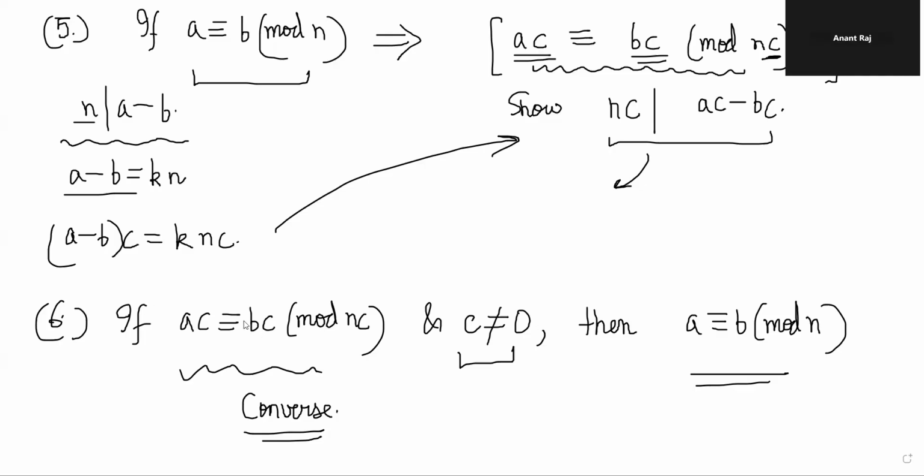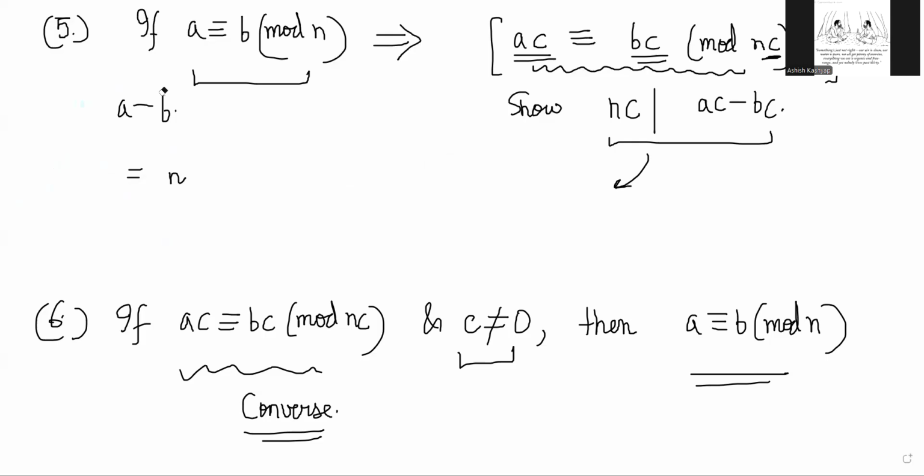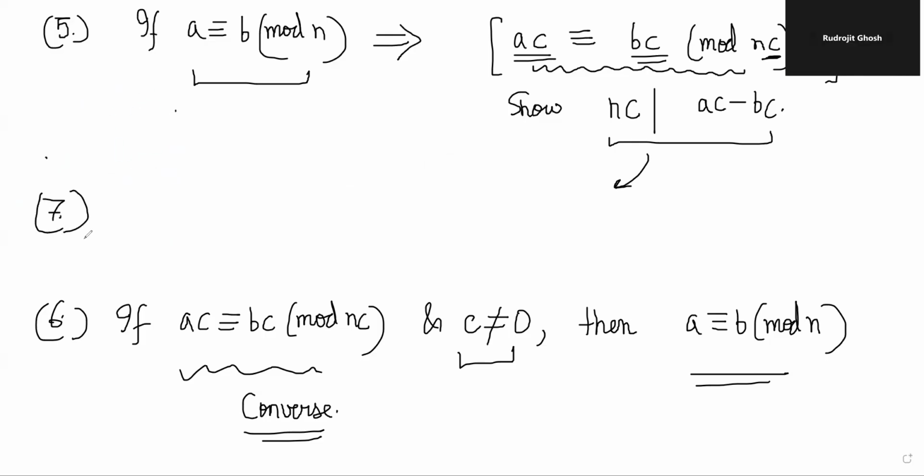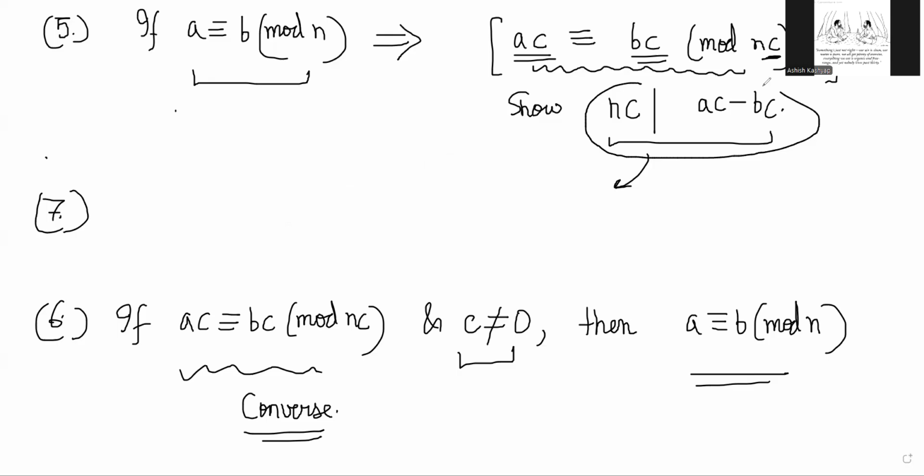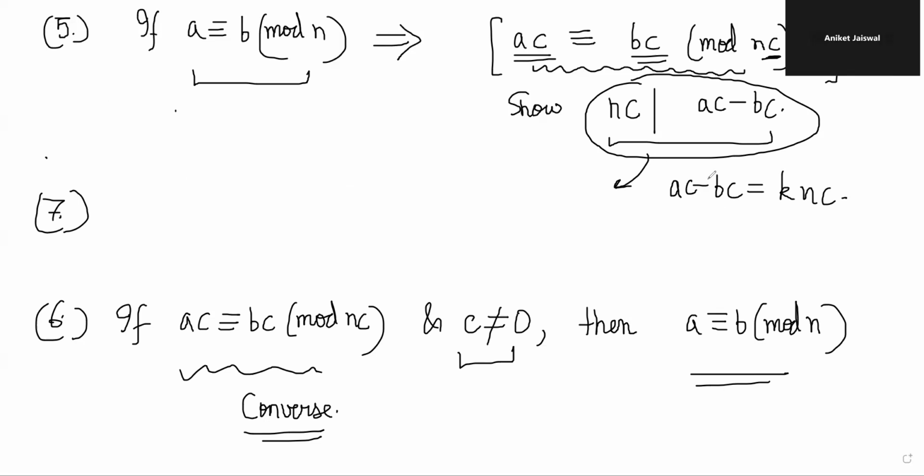And finally, the last property that we will say here is, Sir, it is like division of that one, no? Yes, division. If you have this condition already, then we already know AC minus BC is equal to K times NC. So you can cancel out the N by taking, and cancel out the C if C is not equal to 0.